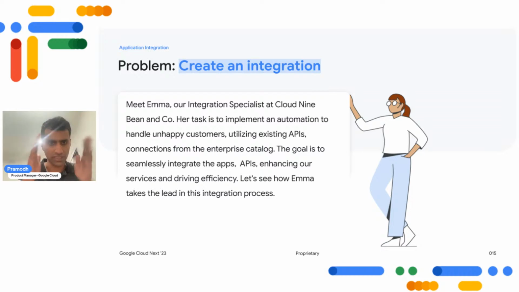Emma needs to first understand the business process, write it down in a document, then use a tooling to draft it, and look at how to fulfill that by looking at what the existing APIs are, what the apps to be integrated are, and what connections are available.